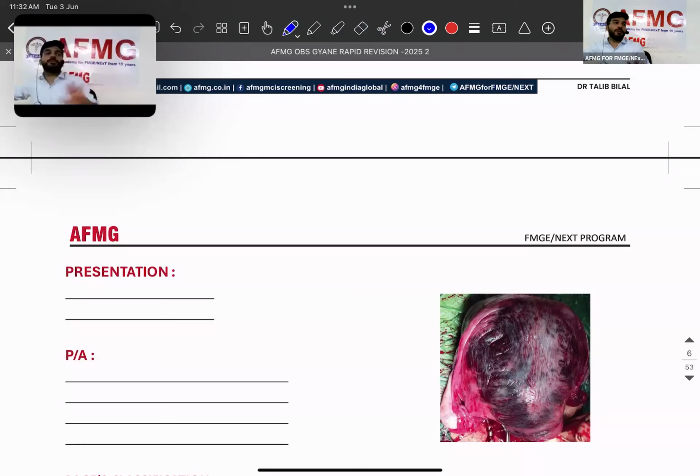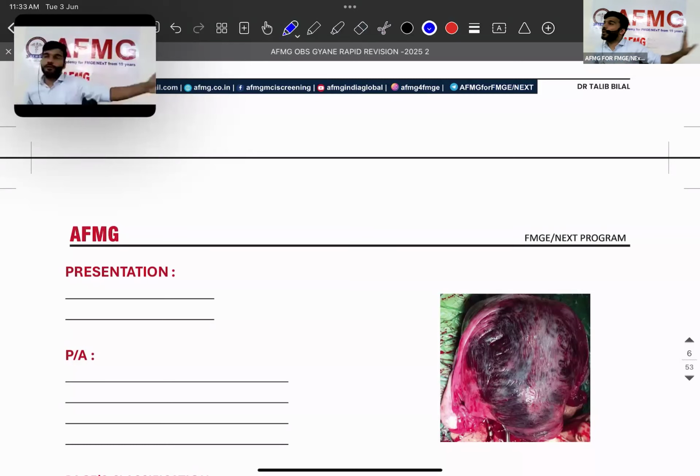But in abruptio placenta, the female was normal. Were there any contractions? No contractions. So I will go for induction of labor. They will ask the question: in abruptio placenta, will you go for induction of labor or augmentation of labor? Induction of labor. Sir, what is augmentation of labor? When the contractions are not adequate, when the contractions are not enough, and those contractions need enhancement, such a condition is called augmentation of labor.